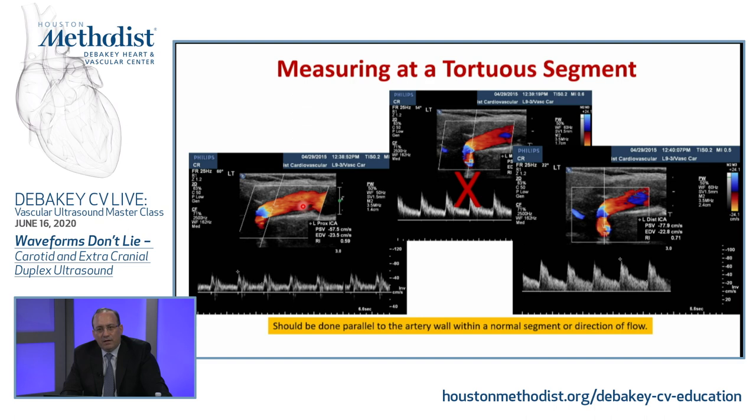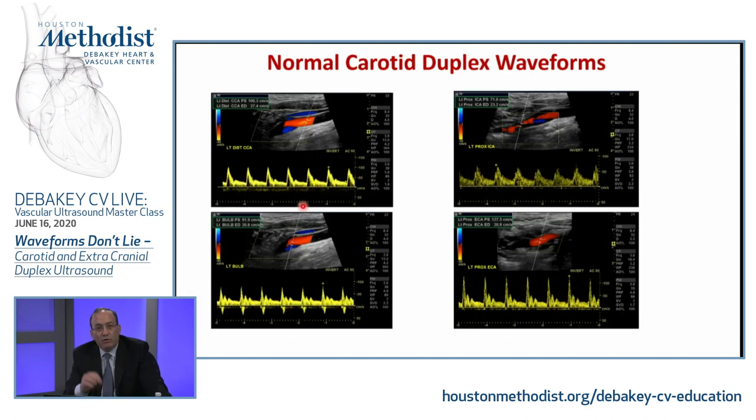The smaller the bend or the tortuosity, the tighter it is, the harder it is to obtain that accurate measurement. But you have to be aware of that, because you have to know that there's going to be some artifact somewhere in that measurement.